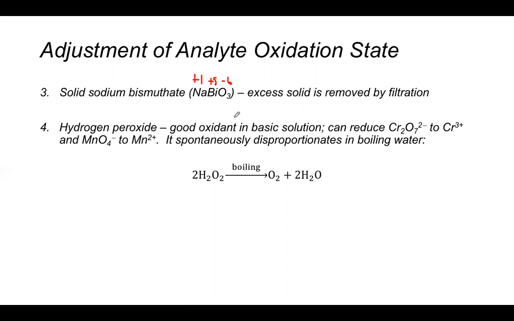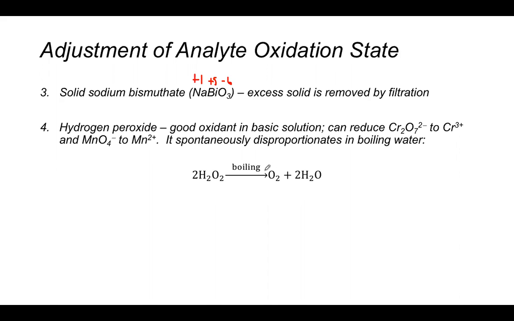Hydrogen peroxide then is a good oxidant as well in basic solution, and it can oxidize chromium to dichromate and reduce permanganate to manganese 2+. It spontaneously disproportionates in boiling water. So we have here the peroxide, which in boiling water, or even just in relatively warm water, is going to decompose to give oxygen and water.